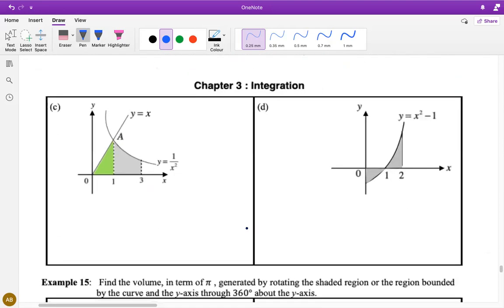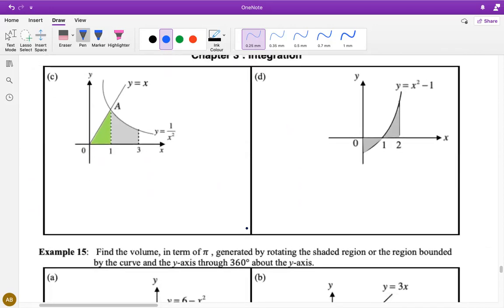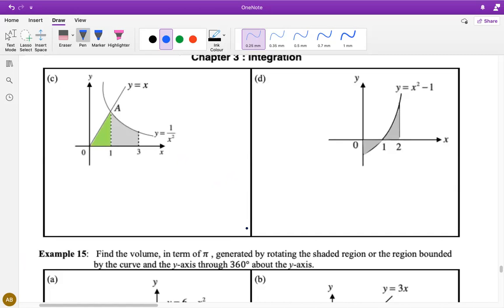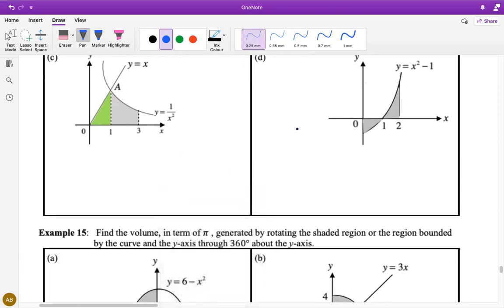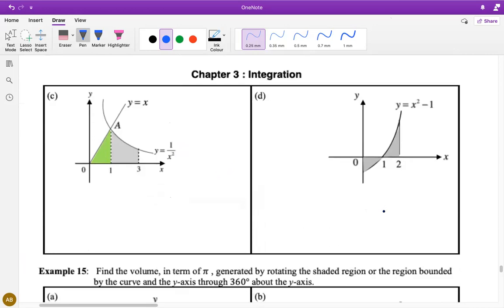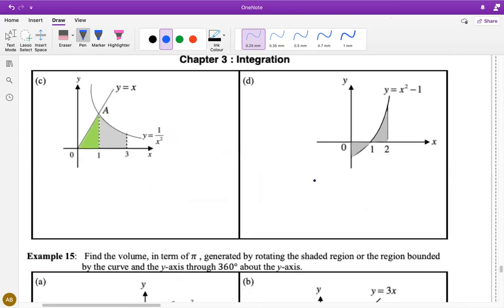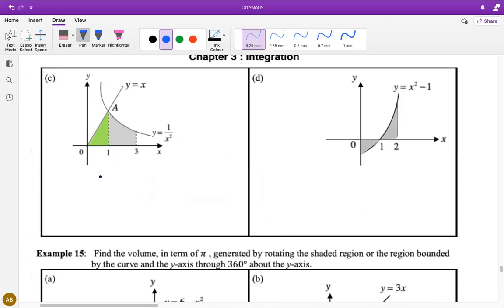So C and D, okay, right? C and D, you can pause this video and then you try to do it on your own, right? For C, you need to find the volume of the straight line and the curve separately, okay? And then D, we can find it straight away, right? So you can try these two questions first before you continue the video. I'm sure that you're already done. Okay, so now I show you the answer.